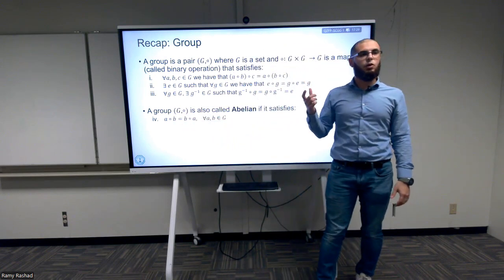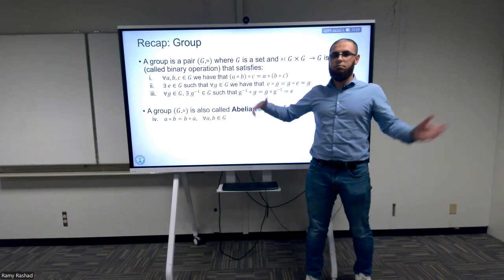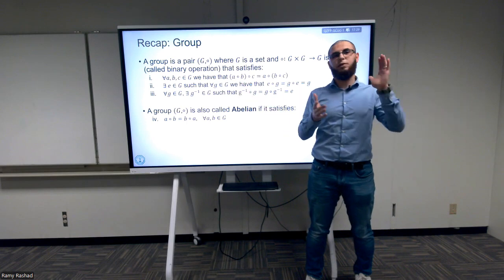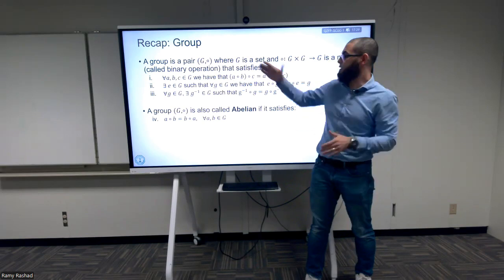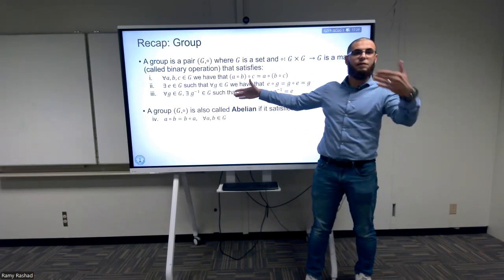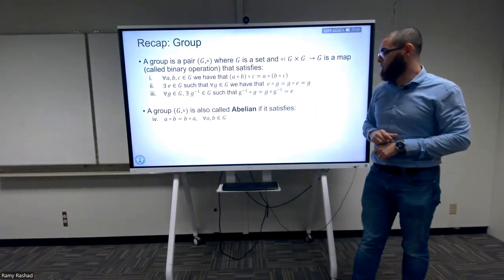The term non-abelian is completely redundant, because if something is not abelian, that's the normal group. So we don't have something called an abelian group and a non-abelian group. It's just a group if it satisfies these three conditions. If it satisfies also the fourth one, we call it an abelian group, and that's it. Okay, so this is just a correction of what I mentioned last time.